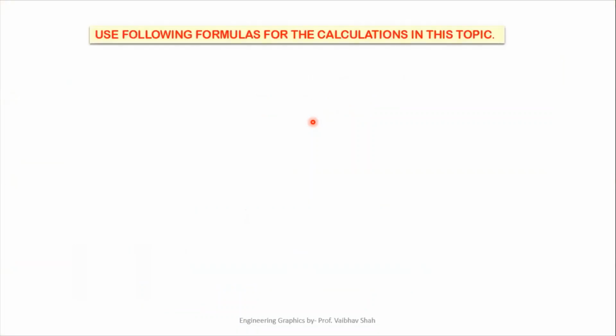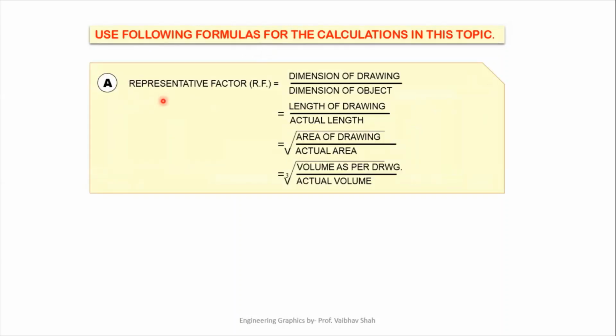Let us start. So we'll be using the following formulas for the calculation in this topic. Formula number 1, representative fraction or RF. RF equals dimension of drawing upon dimension of an object. If your dimension is specified in terms of length, it would be length of drawing upon actual length.